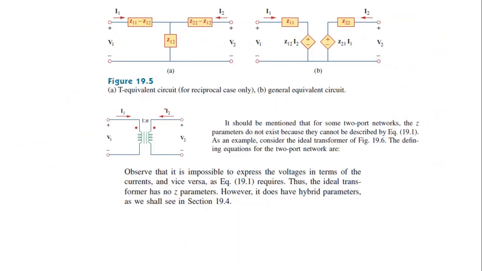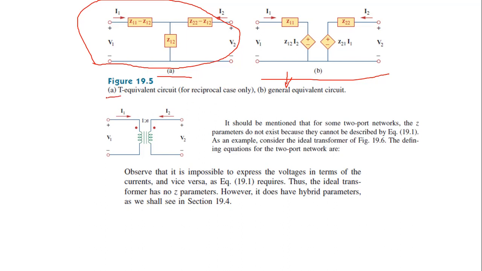So we'll see that here. So this is the T equivalent network. If the circuit is reciprocal, this is the T equivalent circuit. So here are the input terminals, Z11 minus Z21, Z22 minus Z12, here Z12. So this is the general equivalent circuit. This is used when the circuit is not reciprocal.